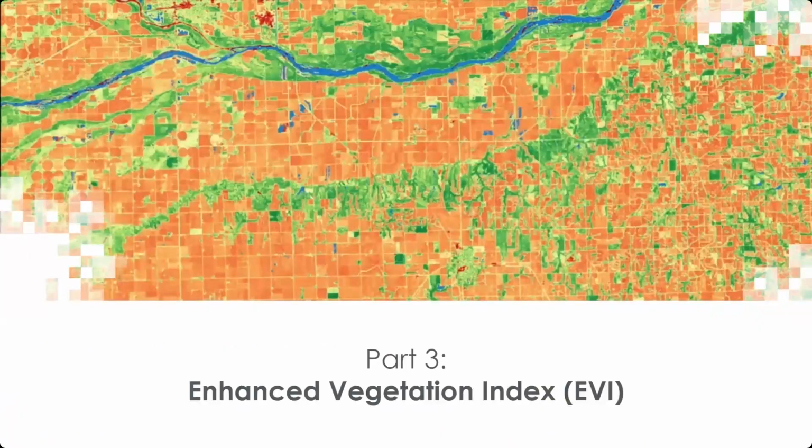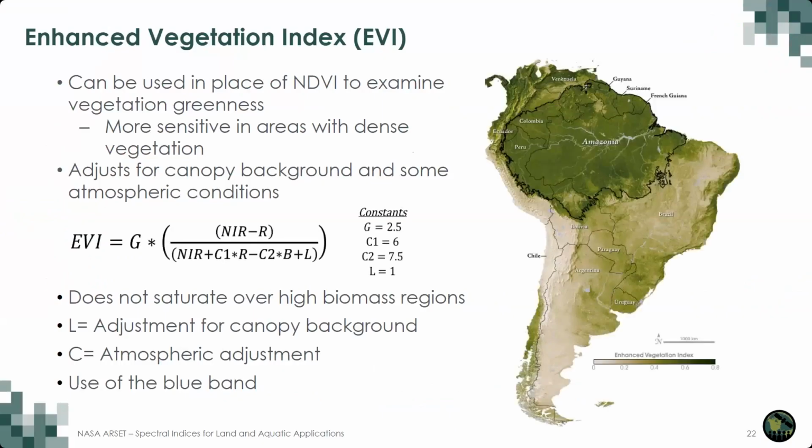And now our third and final index we will discuss today is the Enhanced Vegetation Index, also called the EVI. EVI is another measure of vegetation health, and it can be used in place of NDVI to examine vegetation greenness, as it is more sensitive in areas with dense vegetation. It is particularly useful in regions with high biomass because the NDVI can oversaturate or hit a maximum value in these regions, whereas the EVI has a higher threshold and can identify more subtle differences in these regions.